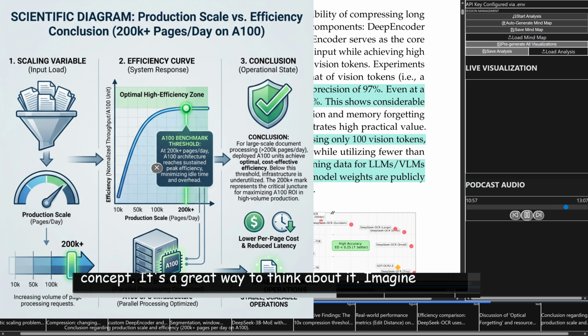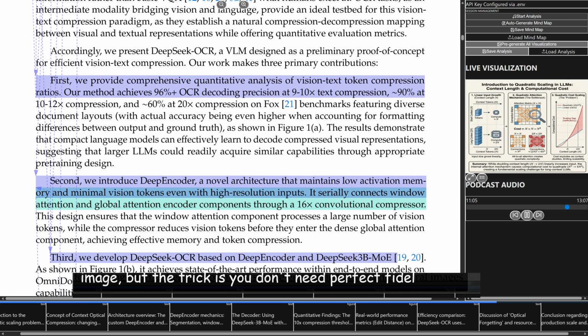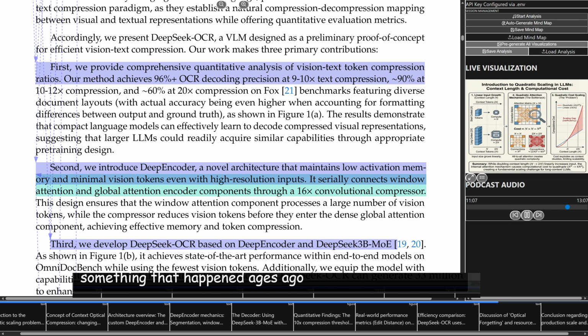Imagine an LLM processing a long conversation history. You could render the oldest parts of that conversation onto an image. But the trick is, you don't need perfect fidelity for something that happened ages ago. Right. Your most recent memories are crystal clear, high res. But distant memories are fuzzier. You remember the gist, but not the exact words.